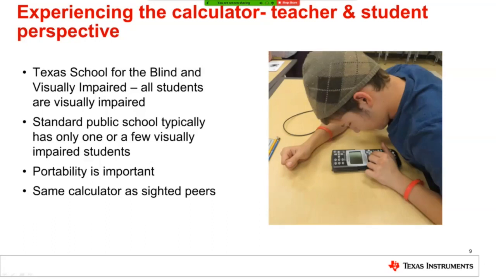And in those schools, a teacher of the visually impaired works with that student for a set amount of time each week and supports the student in all subject areas. So they're spread a little bit thin.